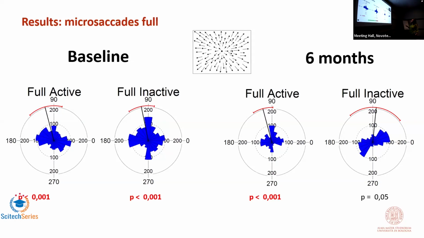After 6 months of exercise program, you see active people showed more or less the same trend as baseline. Inactive people was not significant. They reduced their microsaccade generation basically around these two axes. So that's why they moved a little bit to the right side. That was for the full stimulus.